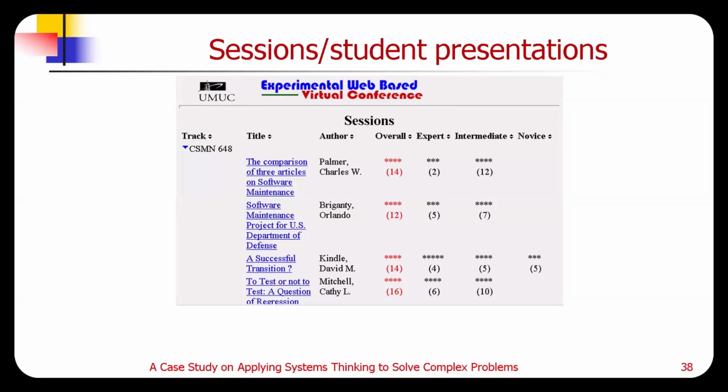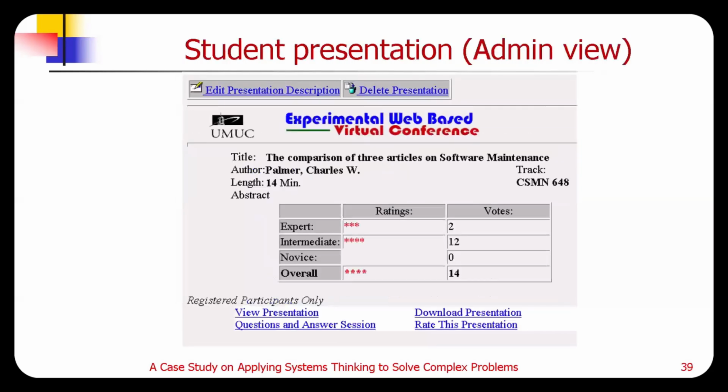And so I took advantage of it in my class on software maintenance to enable the online students to present their presentations online using real media and asynchronously. So go into each presentation, look at the rating, and if you were a registered participant, you could view the presentation, download it, take part in the question and answer sessions, and rate the presentation.